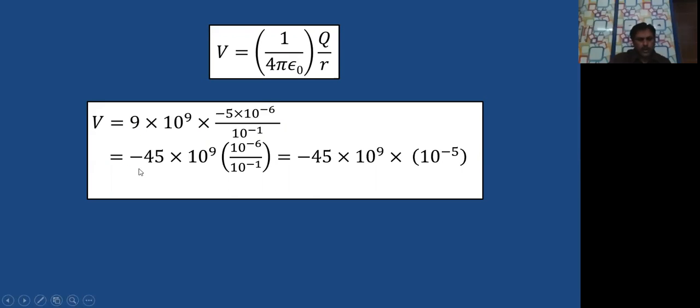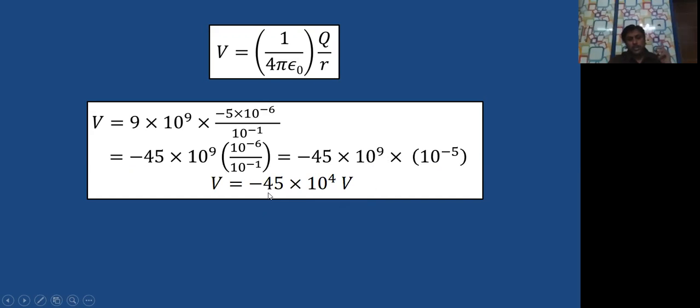So here what you are having is minus 45, as I told you, 10 power 9. So simplification: minus 45, 10 power 9 into 10 power minus 5. 10 power 9 and 10 power minus 5, what will it become? 10 power 4. So V is equal to minus 45 into 10 power 4 volts. See the final answer? Negative.